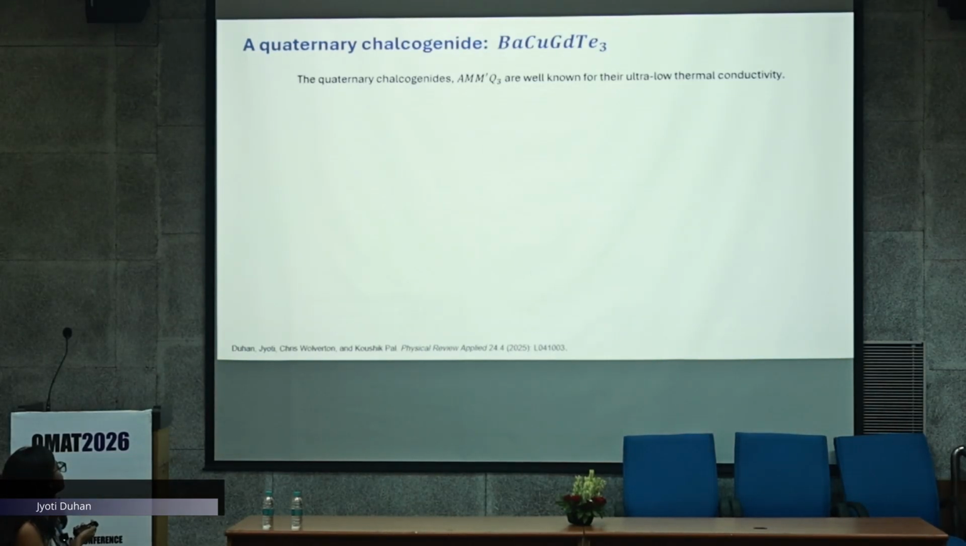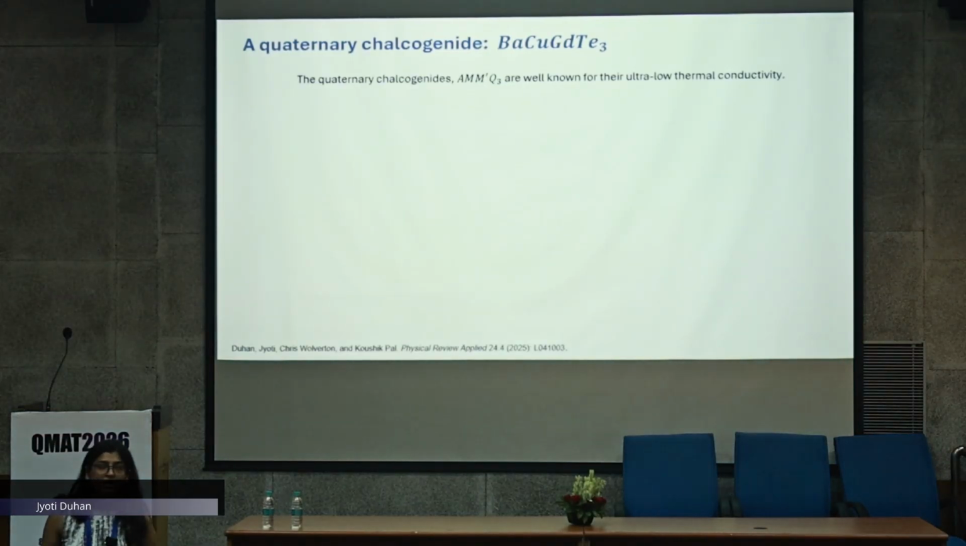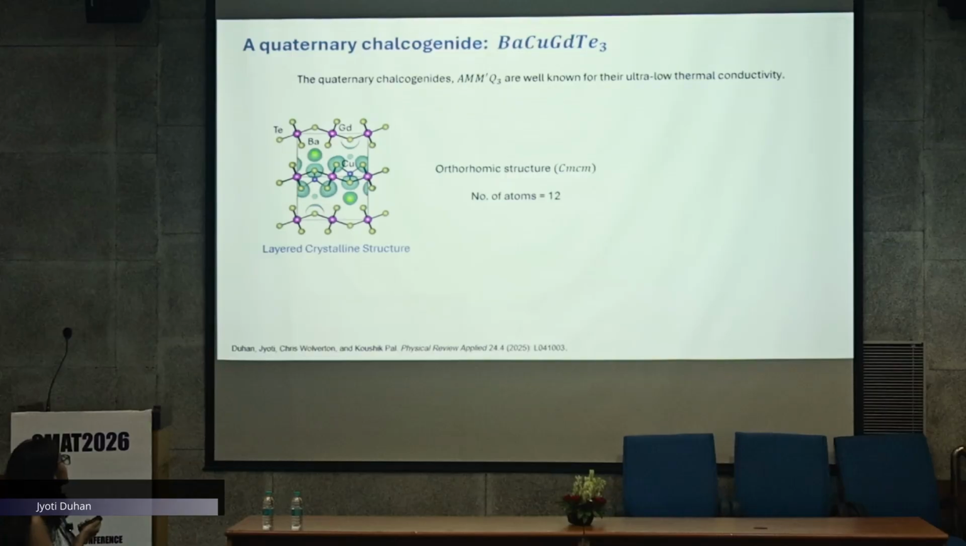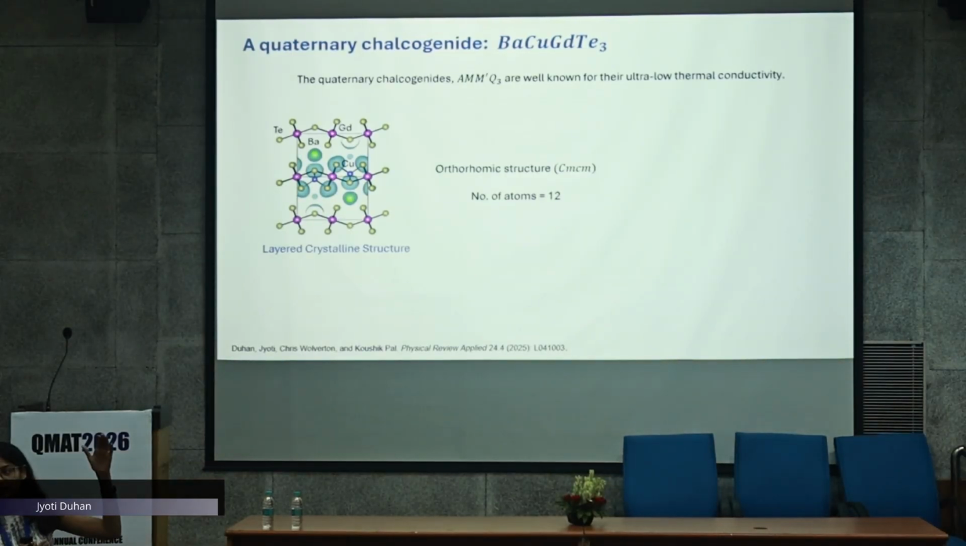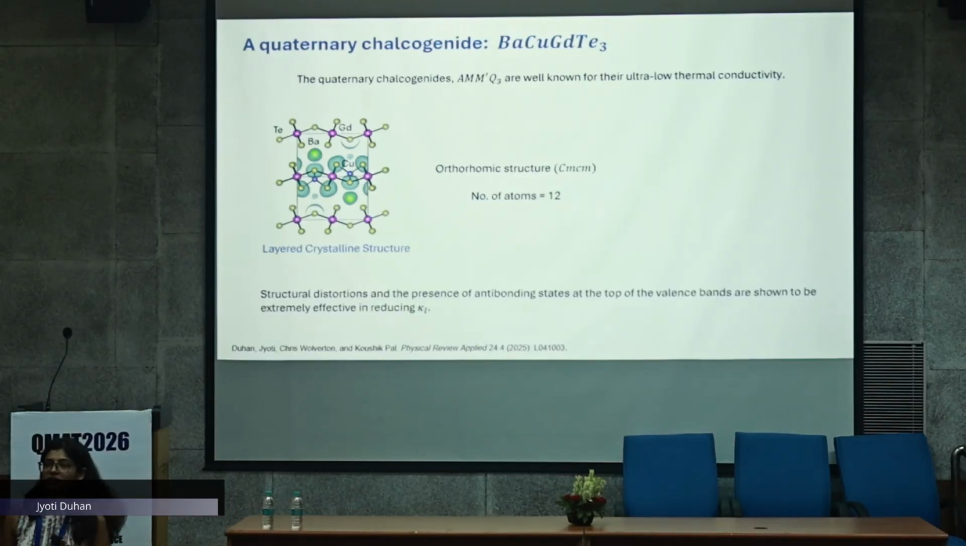So that was the reason for choosing this particular compound, which belongs to the quaternary chalcogenide semiconductor family. This has a layered structure, and the layers form strong covalent bonding, and these layers are separated by Ba atoms. And this family is known to have very low lattice thermal conductivities because of the structural distortion present within the layers, and also the presence of anti-bonding interactions.